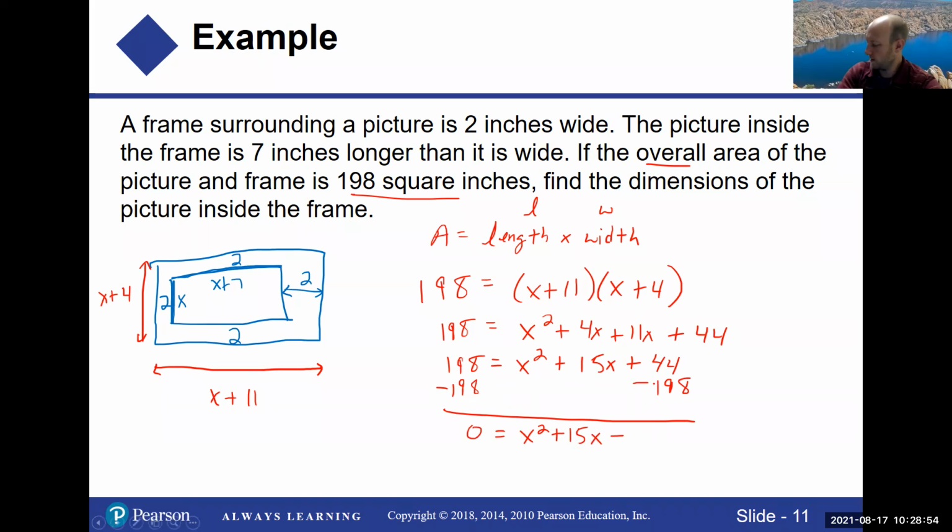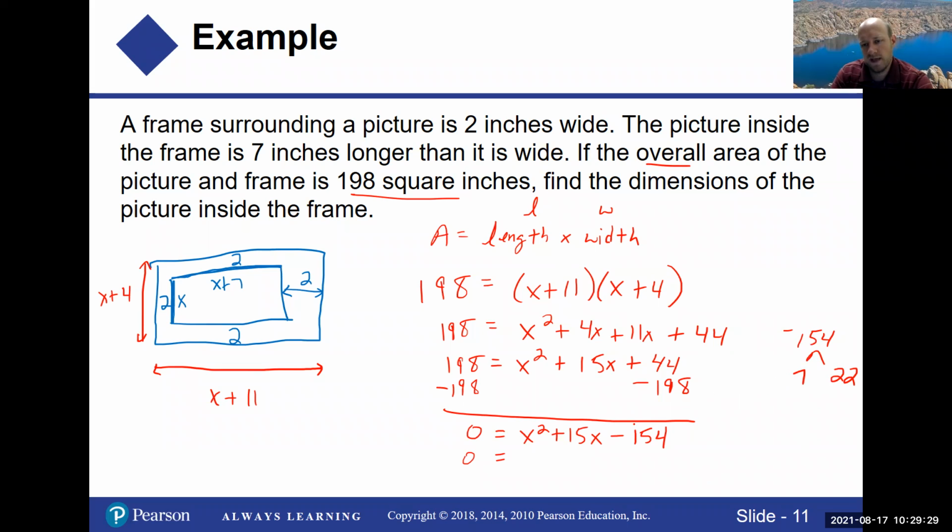Let me get my calculator. 44 minus 198 is 154. Now we're trying to factor this, so we need factors of 154 that add to 15. Wow, I got it on the first try. That usually doesn't happen. 7 and 22 are factors of negative 154 that add to positive 15.